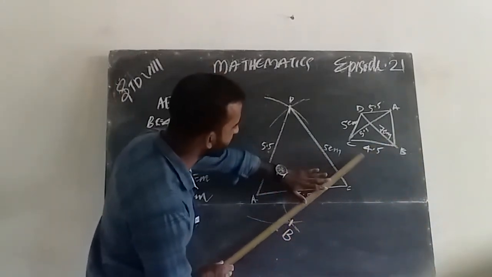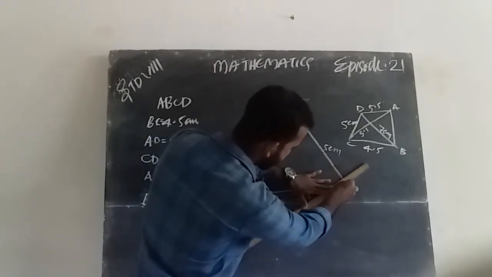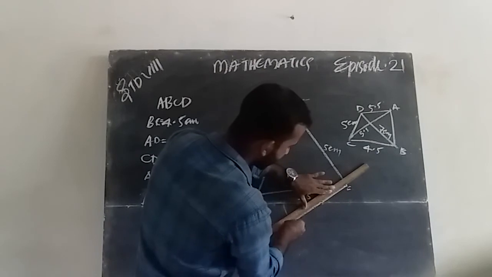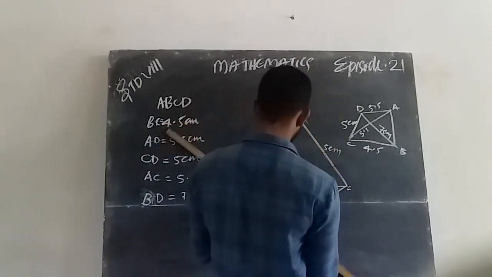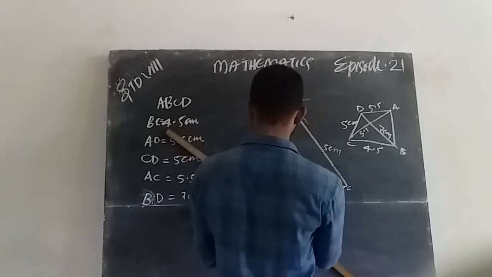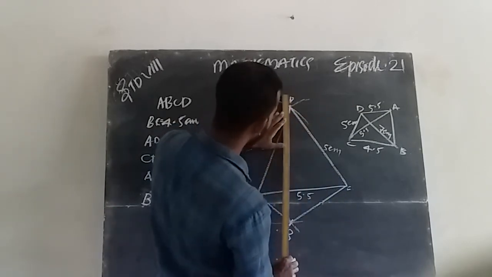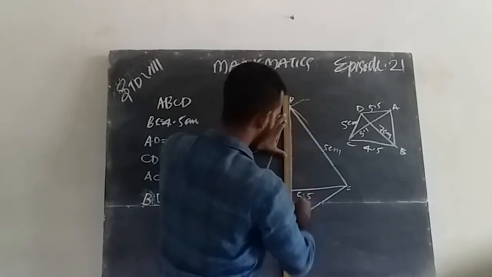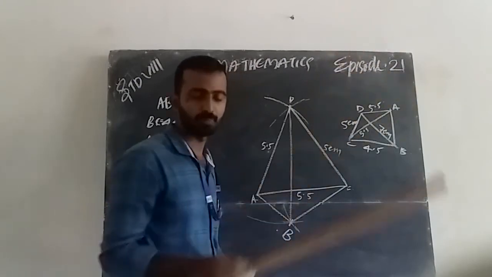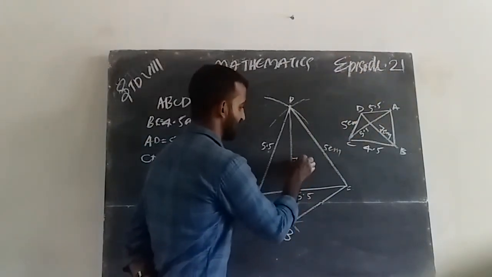And we join the points: C to B and A to B. And here we join D and B. That is, this is our 7 centimeter line.